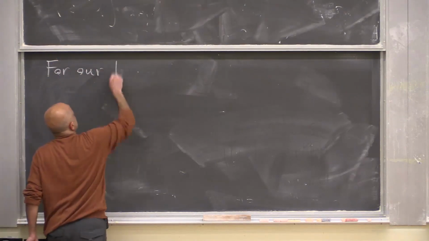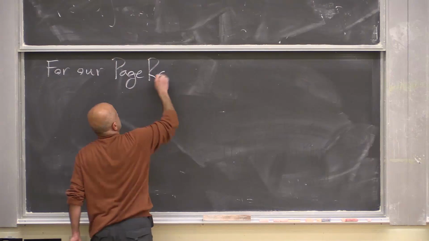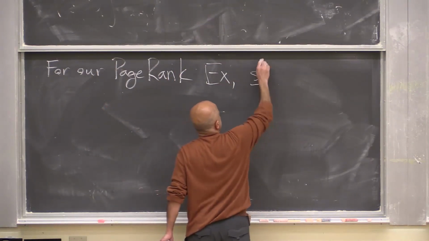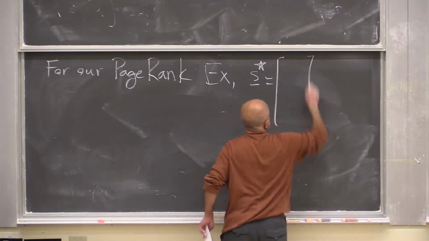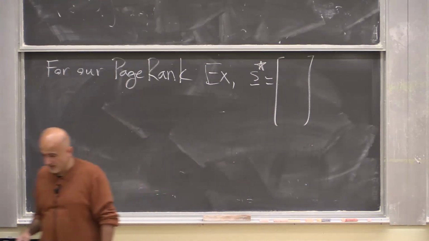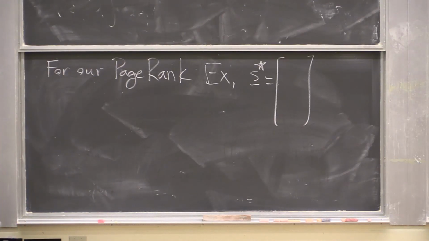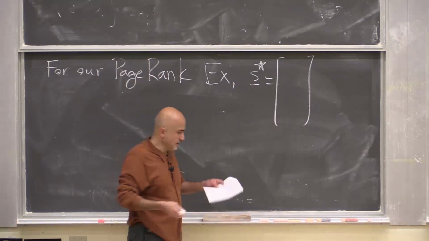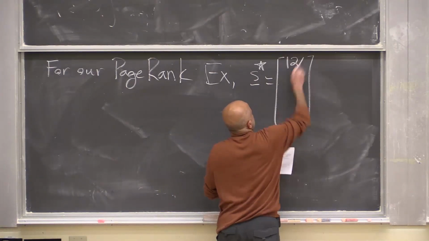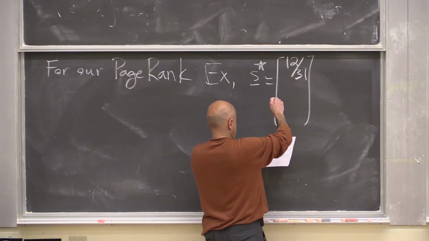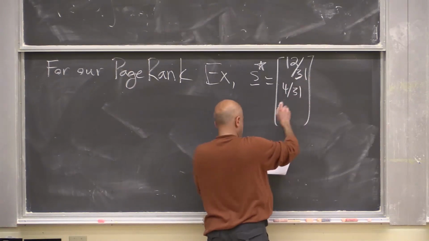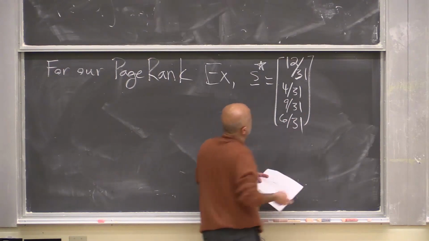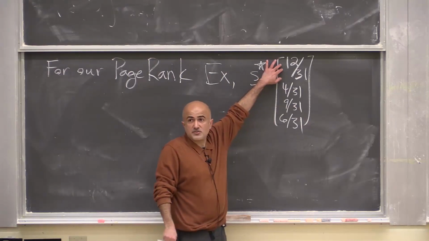For our PageRank problem, for example, S star was... now we said that the vector represents the fraction of the population at the corresponding node. So we made sure that all the entries sum up to 1. And if I actually solve for the eigenvector, this was 4 over 31, 9 over 31, and 6 over 31. So the first node had the highest score.